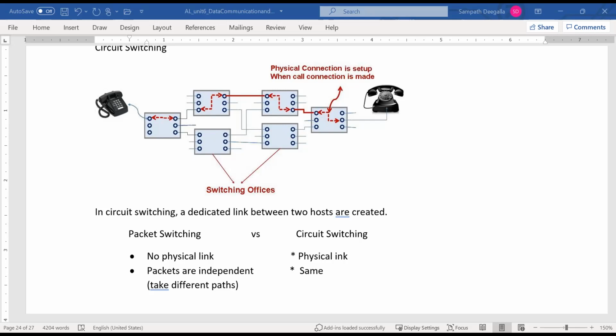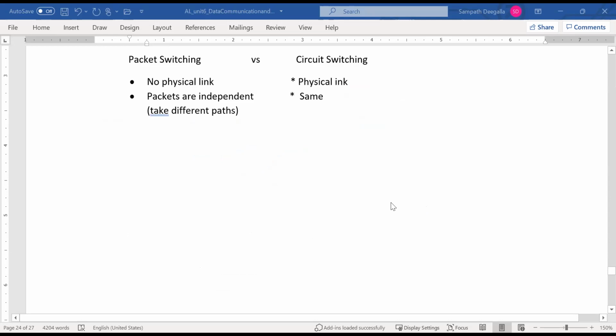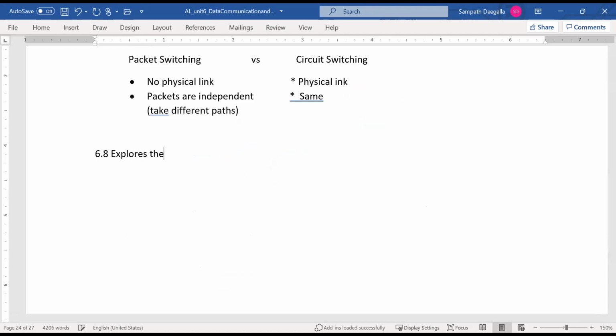So let's take down this one. This is section 6.8, and we are going to explore the role of transport protocol in the internet.